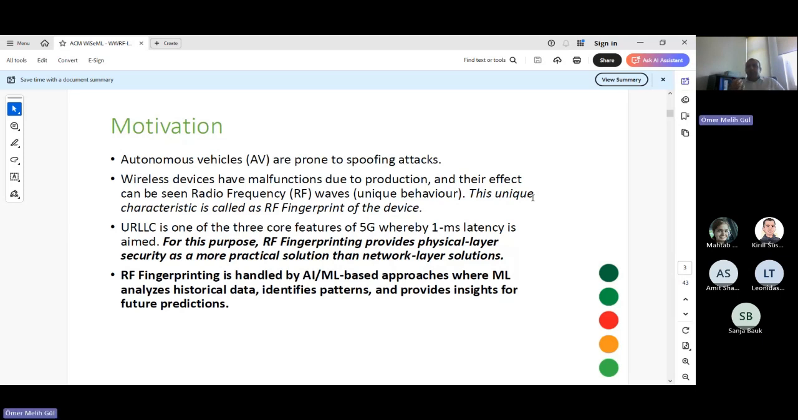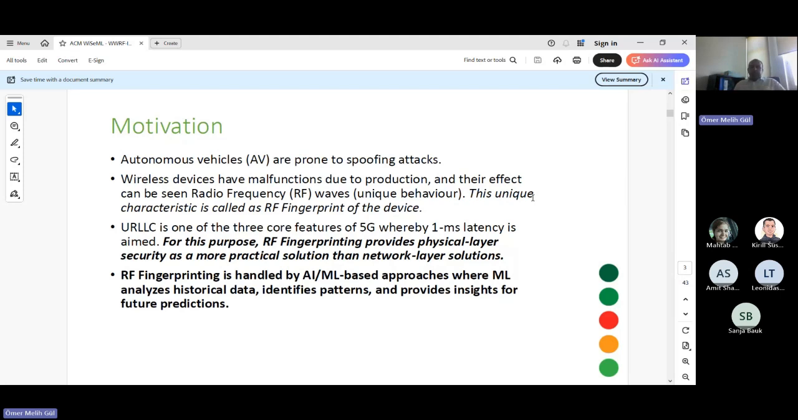Every device has their own effect and shows their unique behavior. This unique characteristic is called RF fingerprint of the device. So you aim to send the same message, maybe 1001, but the output is not same. Output may be different, maybe slight difference, but still there is difference.